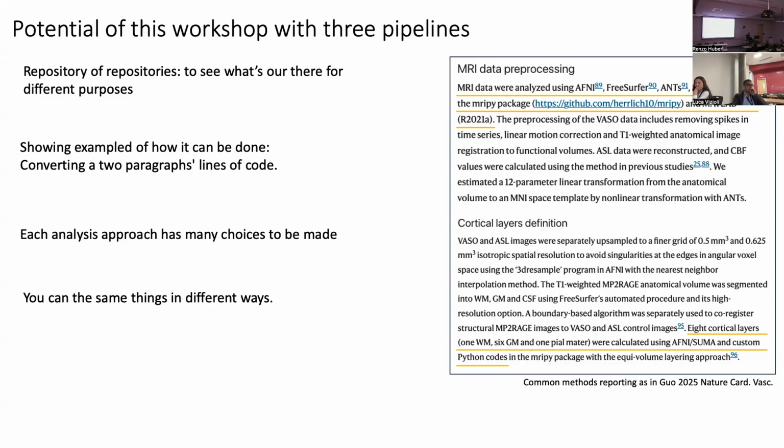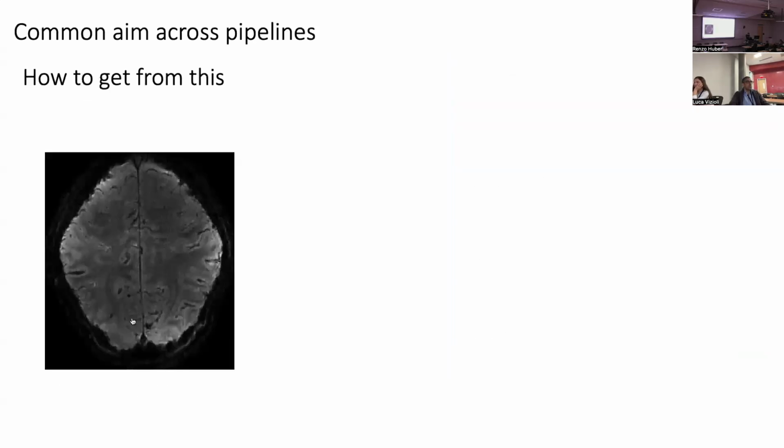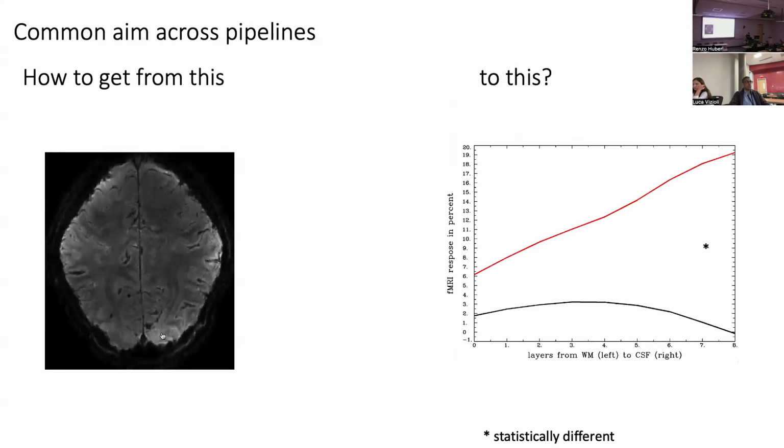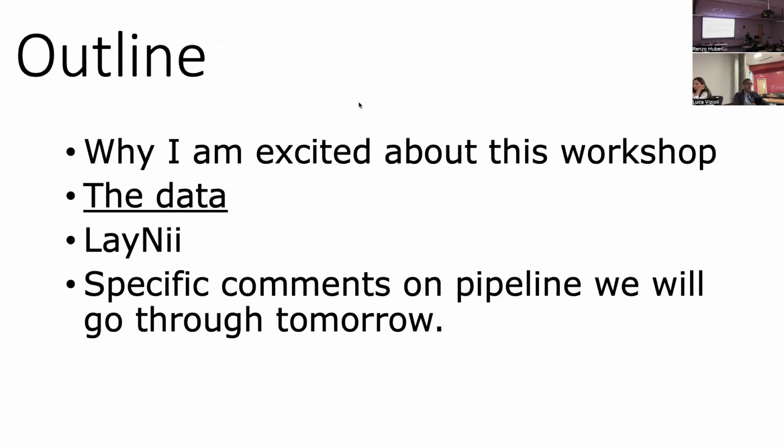There are many choices we need to make along the way, and ultimately you can get the same thing if there are many different ways to get to the right answer at the end. In practice, very specifically, this means that we will start with a data set like that. We have a time series of fMRI data, and we want to convert it into something like that, a layer profile or a layer profile modulation that ideally has a little star over here that's statistically significant. So this is, I guess, the goal that I want to go through tomorrow.